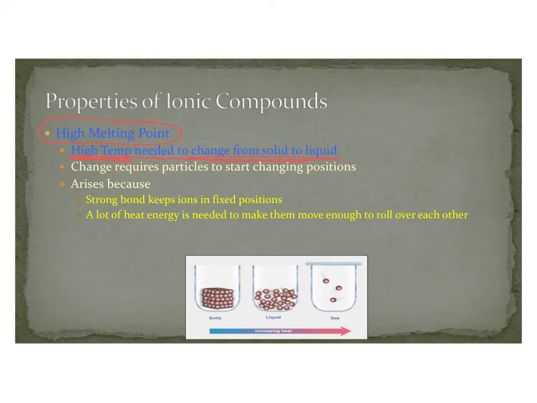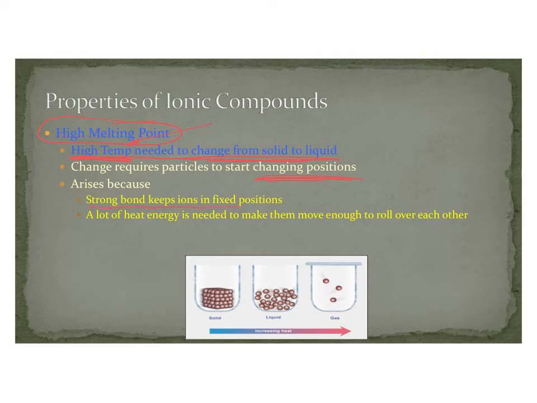Well, if I'm going from a solid to a liquid, we learned last unit that we actually start changing the positions or causing the particles to roll over one another. All right? In an ionic compound, it takes a high temperature, or in other words, a lot of energy to be able to get those particles to roll over one another. Why?